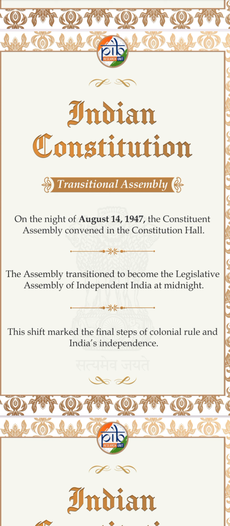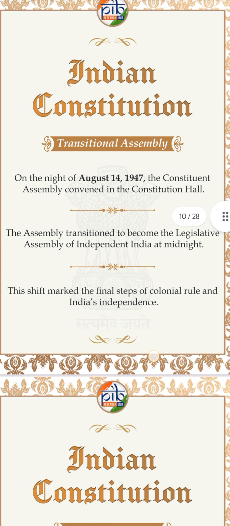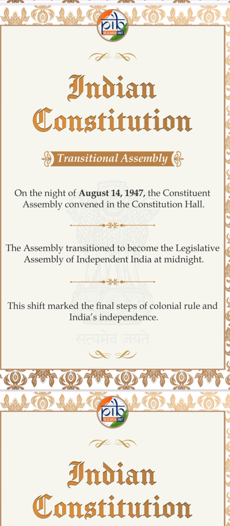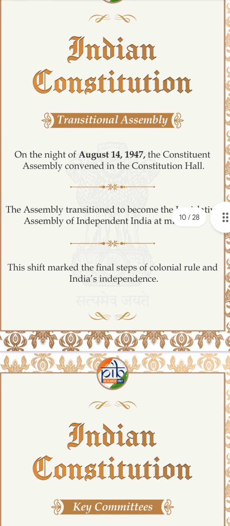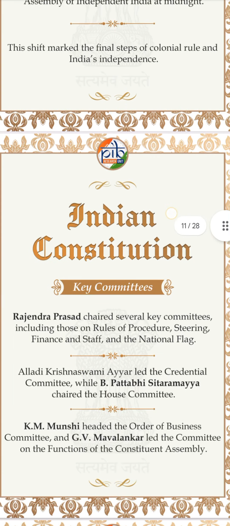Indian Constitution, transitional assembly. On the night of August 14, 1947, the Constituent Assembly convened in the Constitution Hall. The assembly transitioned to become the Legislative Assembly of Independent India at midnight. This shift marked the final step of the end of colonial rule and India's independence.